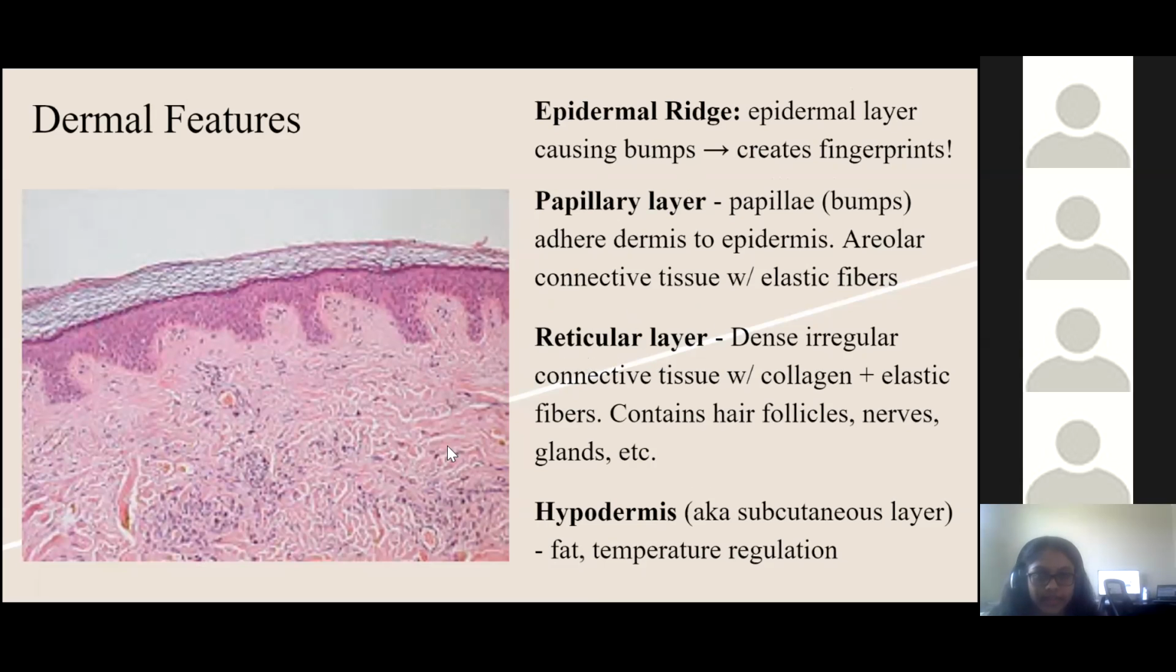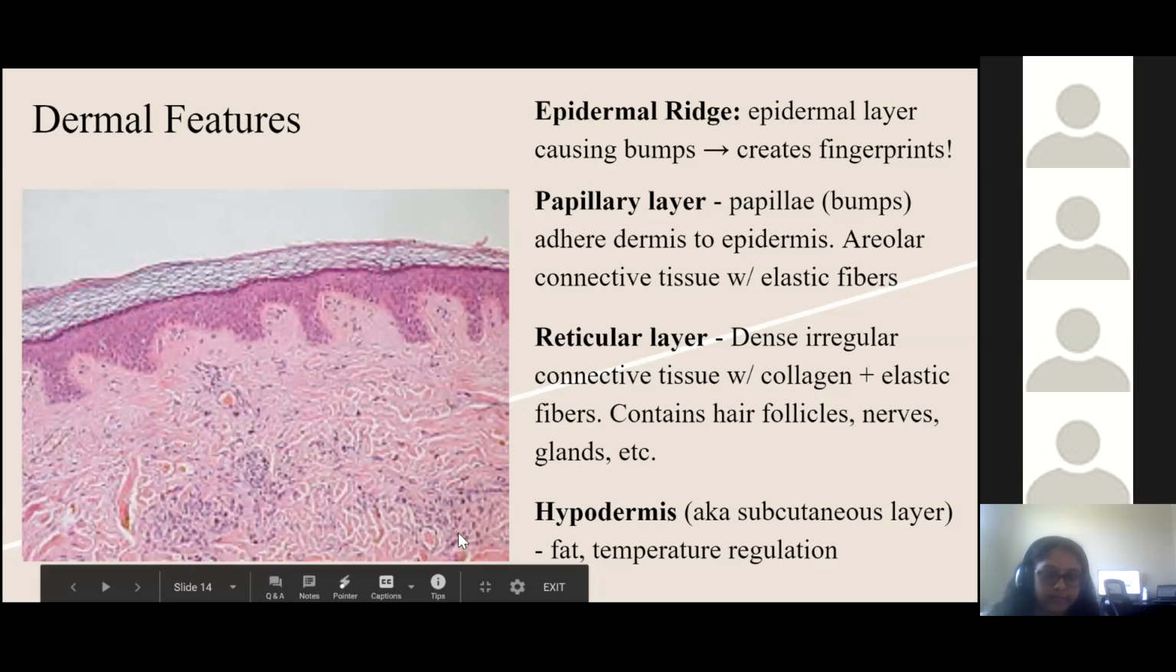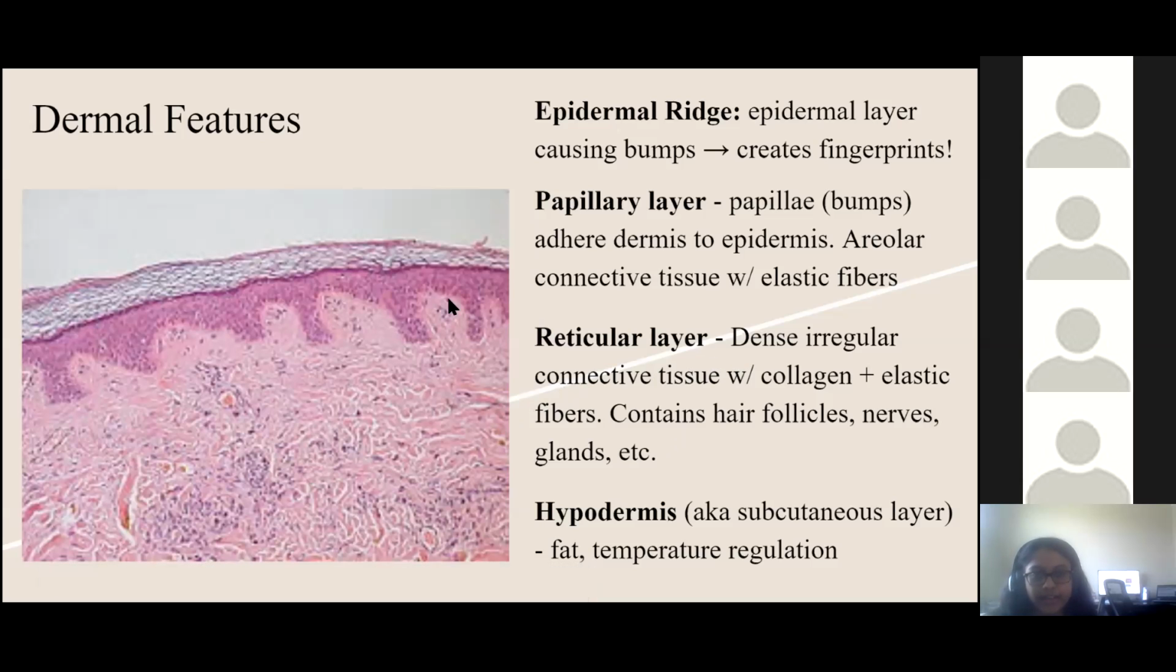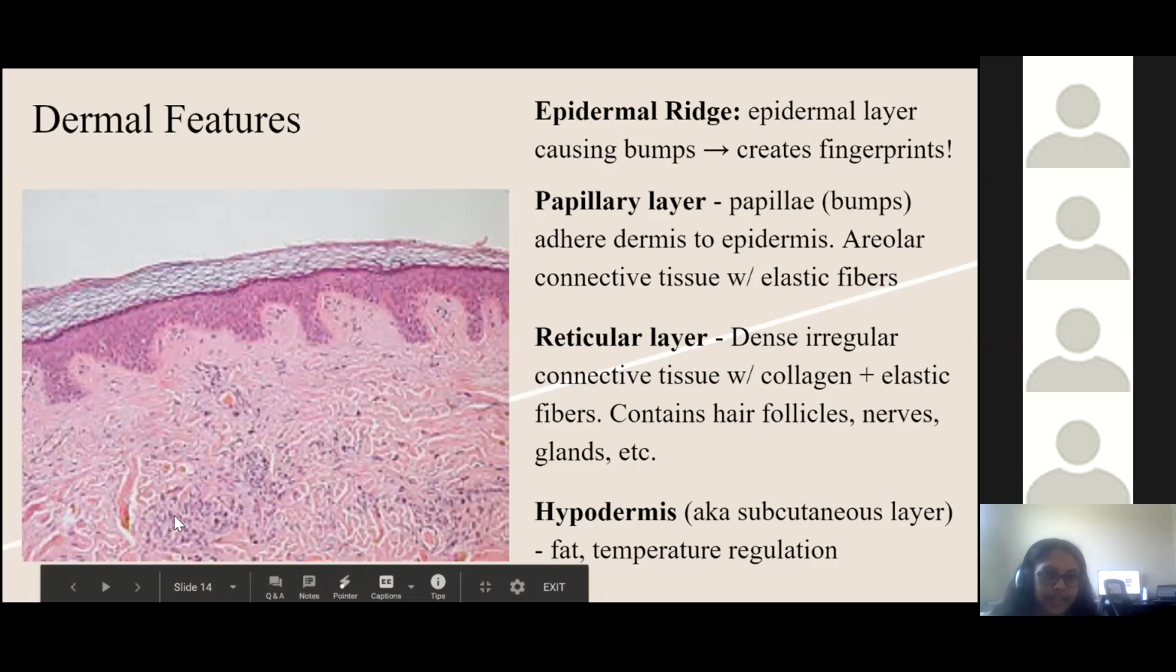So below that, there's a reticular layer, and it's over here. The reticular layer has dense irregular connective tissue. So this one has airy looking structures, and this one is kind of the same thing, except it's more dense. And there's a hypodermis too. The hypodermis isn't really considered part of the skin, but it's below these 2 layers, and it's basically just fat.